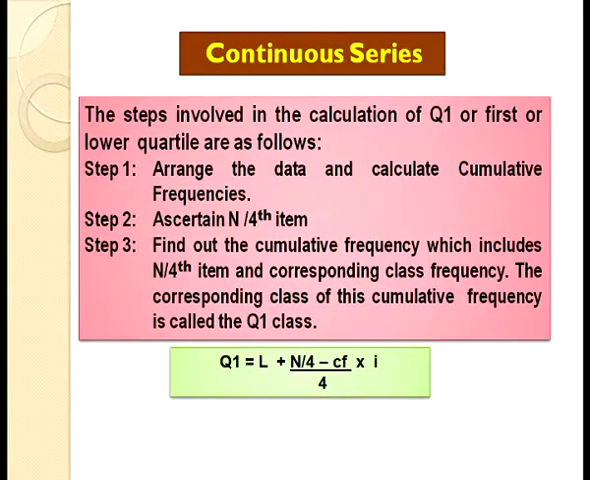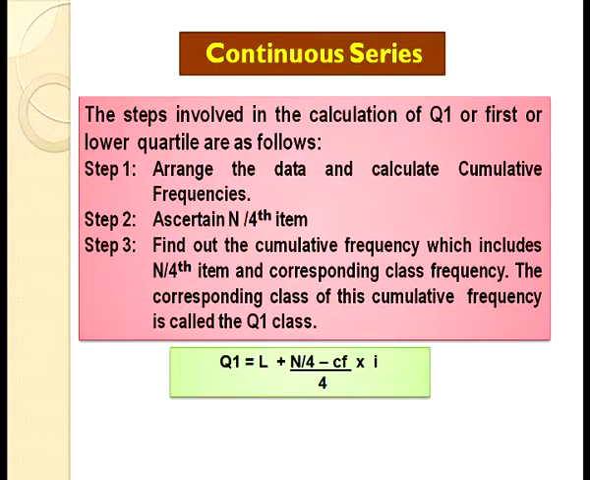Now let's discuss how we can compute Q1 and Q3 in case of continuous series. What are the steps? While we are computing Q1 and Q3, the following steps should be done. Step 1, again we need to arrange the data, and we are doing it in ascending order. Once it is done, calculate cumulative frequencies. So we are going to make one more column for cumulative frequency.